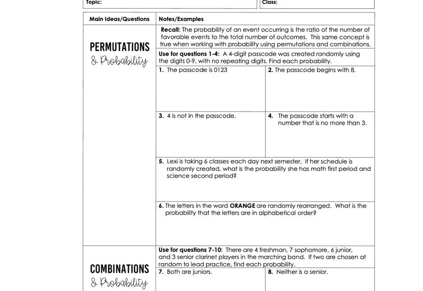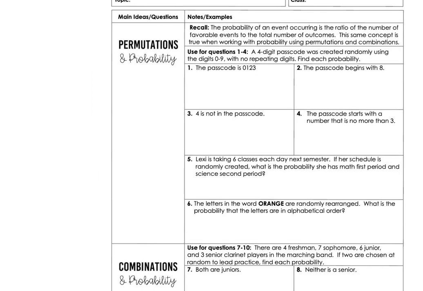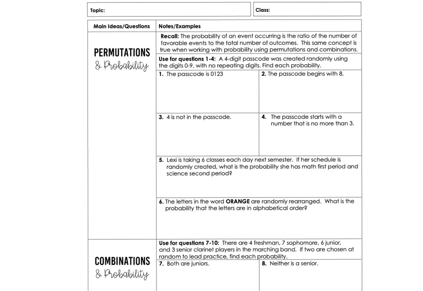Okay, so you can't have a password of like 4444. You have to use a different one for all 4 digits that you choose. What is the probability that my passcode is 0123? Like what we've been talking about throughout the week, the first number we want to pay attention to is the bottom number. Okay, what's my total number?